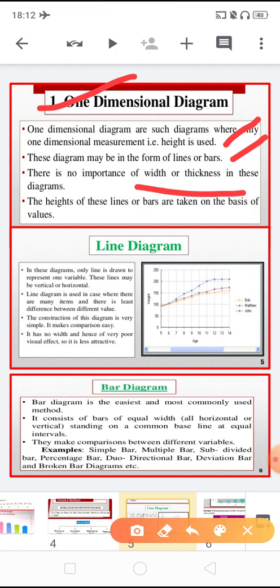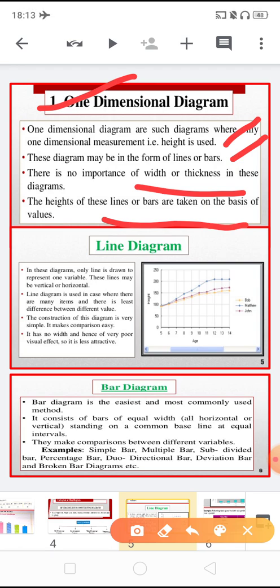in these diagrams. That is why we are taking equal breadth or equal width for each and every bar. The values cannot vary just because of their breadth, but the bars vary because of their height. So the height of these lines or bars is taken on the basis of the values.